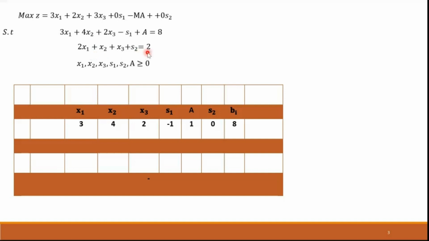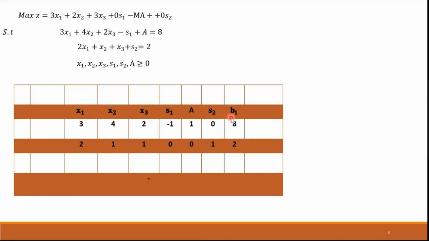उसके बाद सेकेंड कंस्ट्रेंट लेना है, कोएफिशिएंट ऑफ x1 2 है, कोएफिशिएंट ऑफ x2 1 है, x3 1 है, s1 is not there in the second constraint, तो 0, a भी नहीं है 0, s2 का 1 and bi is equal to 2. So writing the coefficients of all the variables from these two constraints. Since there are two constraints, we will have two rows.